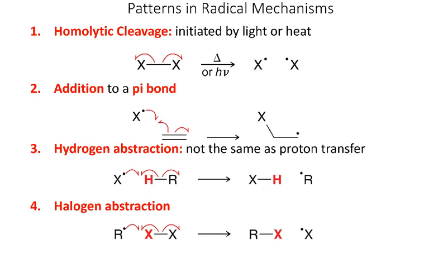All right, the second pattern we have is addition to a pi bond. And again, notice in all of these cases we're using these fishhook arrows when one electron movement is involved. We also have hydrogen abstraction, which is not the same as proton transfer, because proton transfer is a two-electron process, often resulting in the creation or destruction of ions. In hydrogen abstraction, this involves radicals, and we have both a radical in the reactants and the products. Halogen abstraction is very similar to hydrogen abstraction.